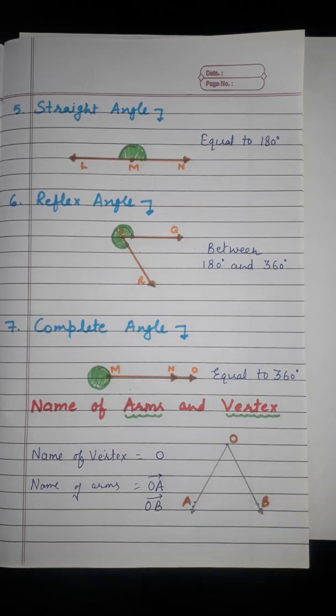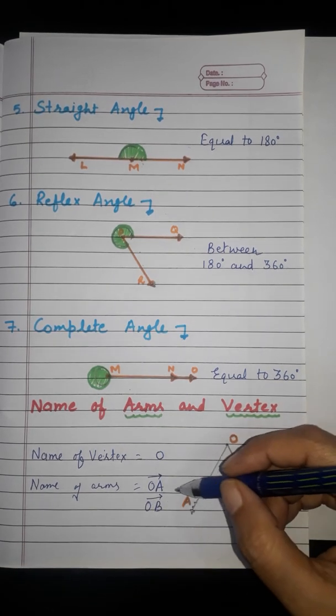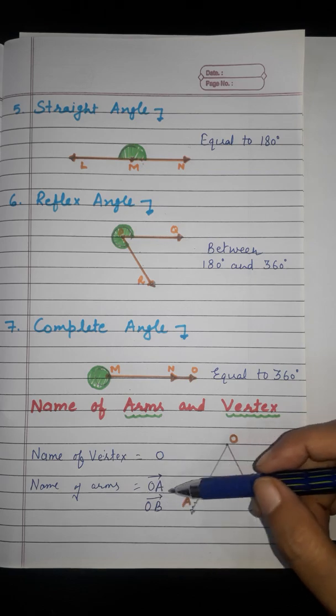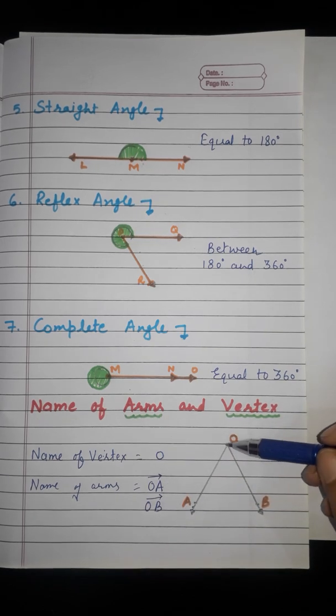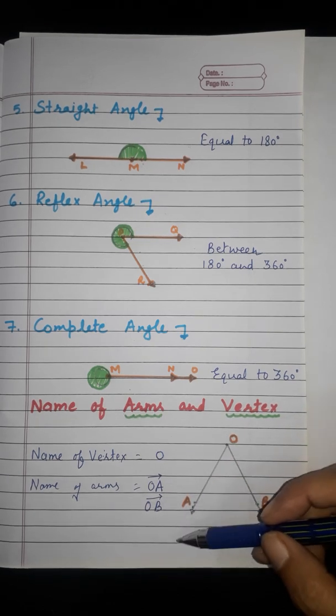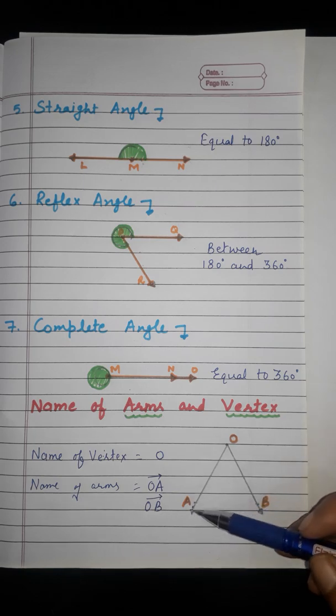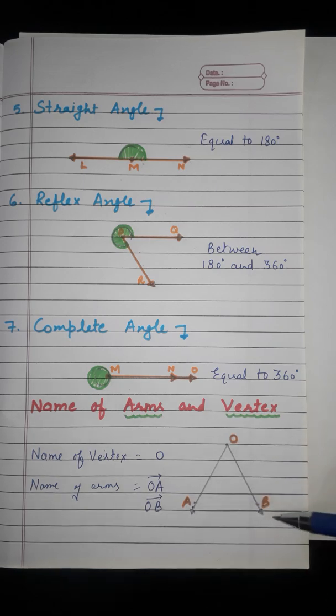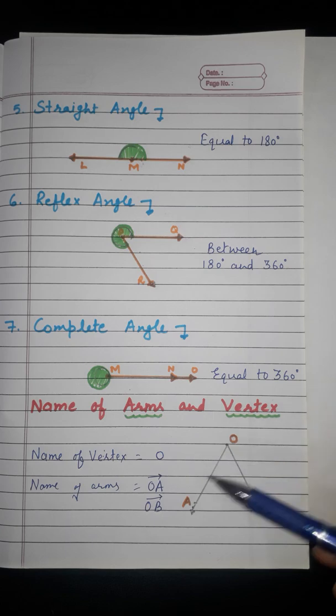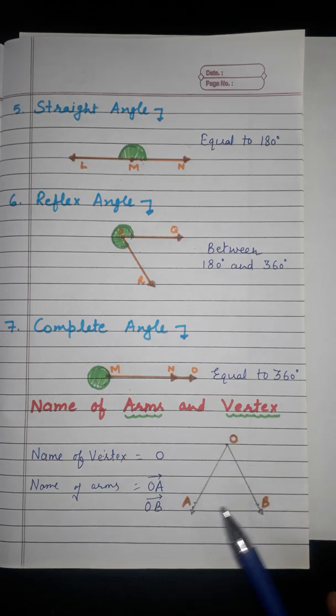It's not compulsory, but OA. We write it as OA, not AO. Start from the vertex to the other point that lies on the ray. OA and OB. So these are the ways to write the names of the arms and the name of the vertex.